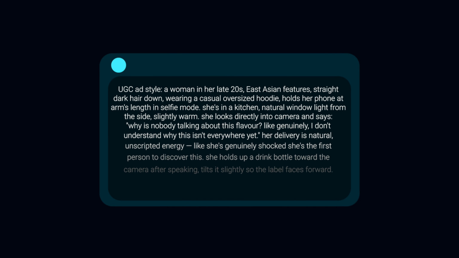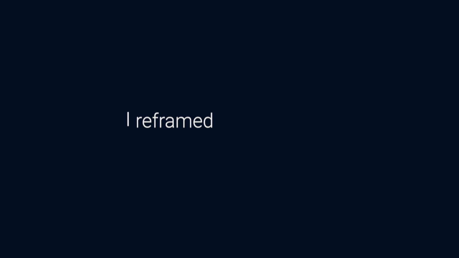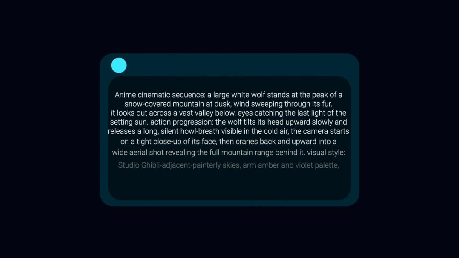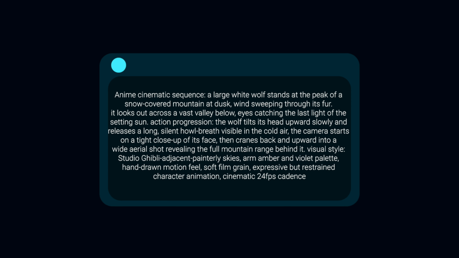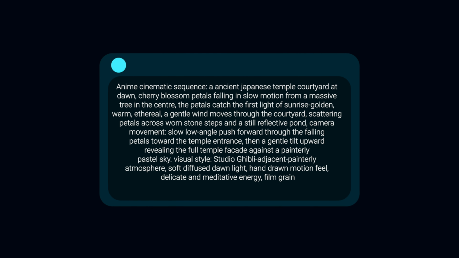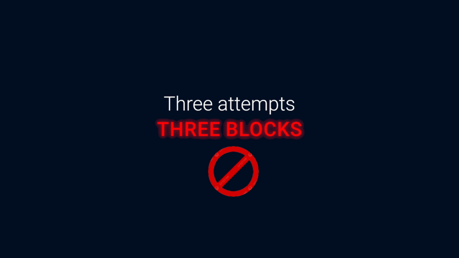to say about that. For the anime prompt, I started with a Ghibli-style scene featuring a girl on top of a moving train at dusk. Seedance blocked it immediately, so I reframed it completely with no people or faces. A wolf on a snowy mountain peak at dusk, howling into the valley below, blocked again. At this point, I went fully abstract. A Japanese temple courtyard at dawn, cherry blossoms falling in slow motion. No characters at all. Seedance still blocked it. 3 attempts, 3 blocks, and I genuinely still don't know why.